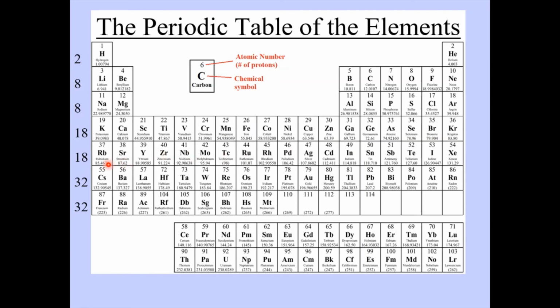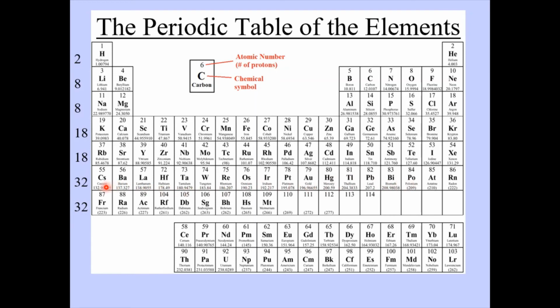The 5th shell also holds 18. So there are 18 more elements in this row here. Now here's where it gets kind of interesting. The next row, there are 32 available spots for electrons. So there should be 32 elements in this row. Well, actually there are, but they just don't fit.